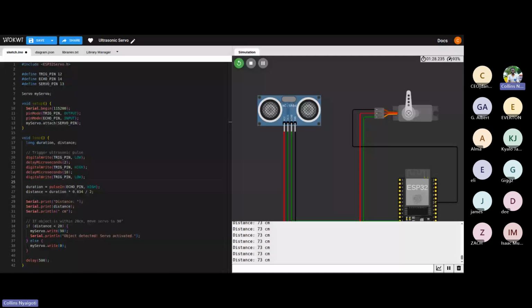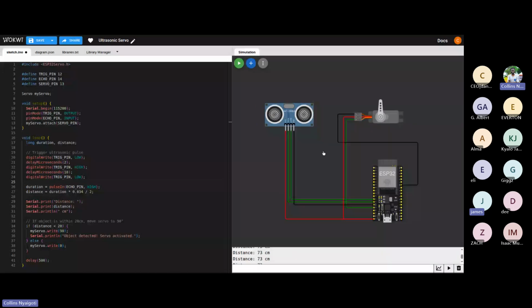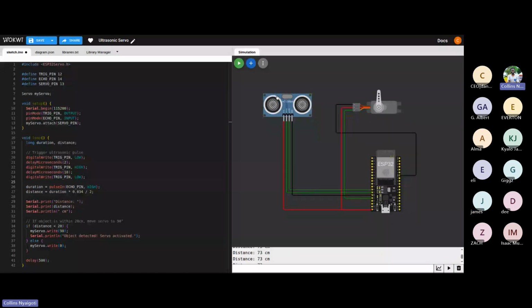Nice. So this is Wokwi. Wokwi is an online simulator for ESP32 and others. Oh, I did not stop the simulation. Yeah. So basically here, let me close. So here we have an ultrasonic sensor and a servo motor.